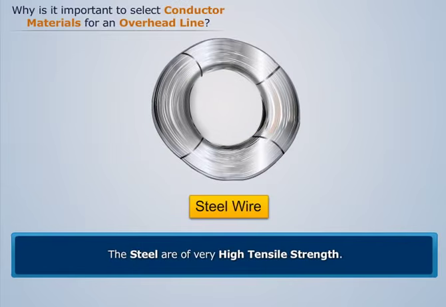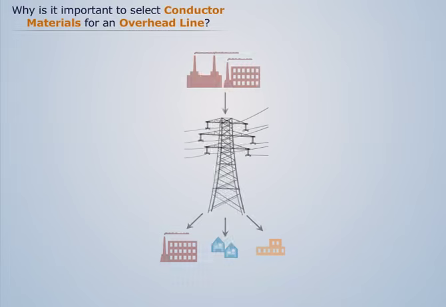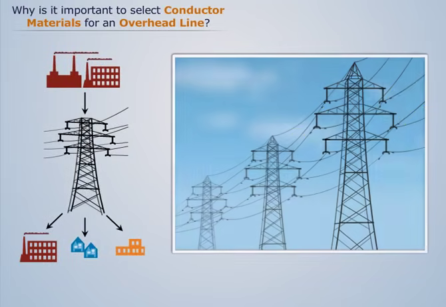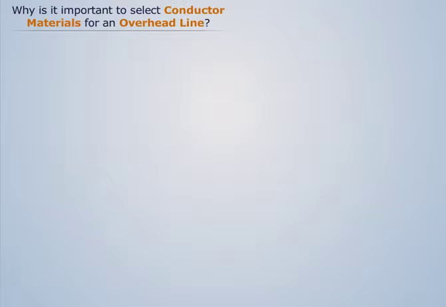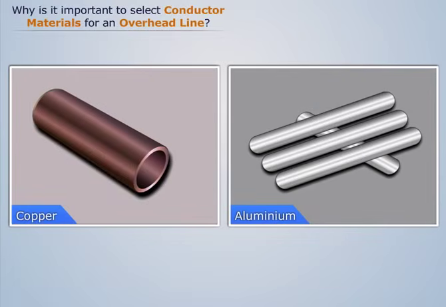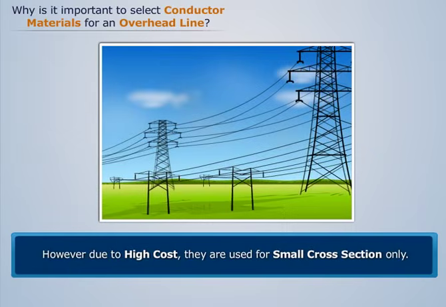Now, as we know that steel is of very high tensile strength, thus galvanized steel conductor can be used for extremely long spans or short line sections exposed to abnormally high stress due to climatic conditions. They are best suited for rural areas where cheapness is the main consideration. Next is cadmium copper, an alloy of copper and cadmium. However, due to high cost, they are used for small cross-sections only.